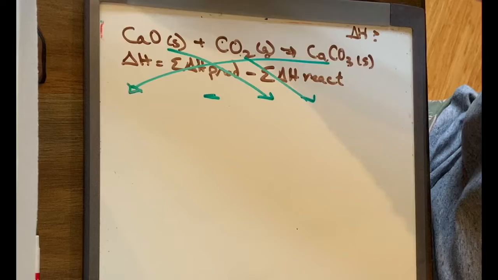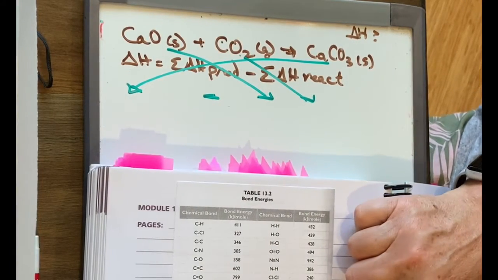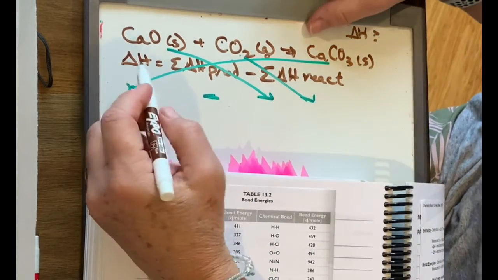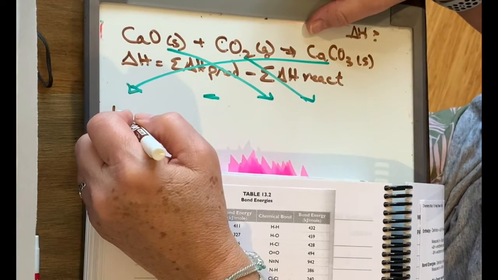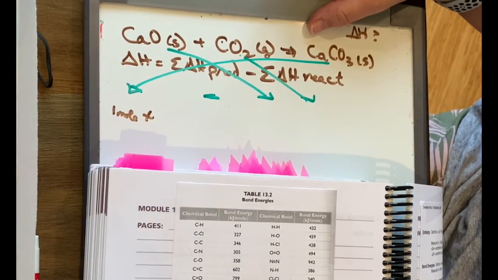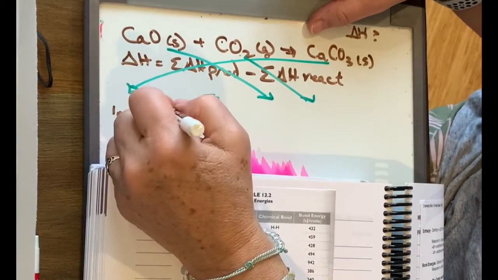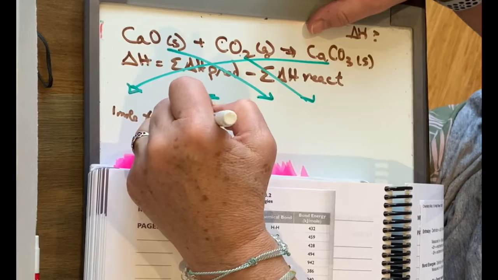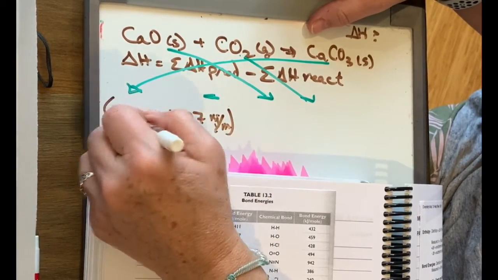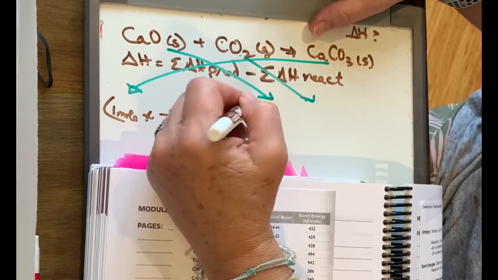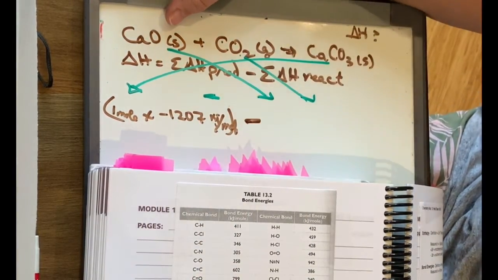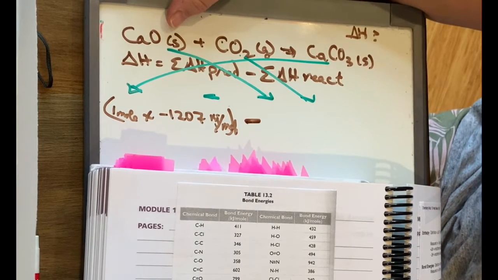If we go to our chart, CaCO3 is here, it's a solid. So we have 1 mole of CaCO3. We multiply it by our negative 1207, and that's kilojoules over moles. So we know that we're going to get rid of all the moles. I'm not going to keep doing that because it makes everything a little bit messier for me.